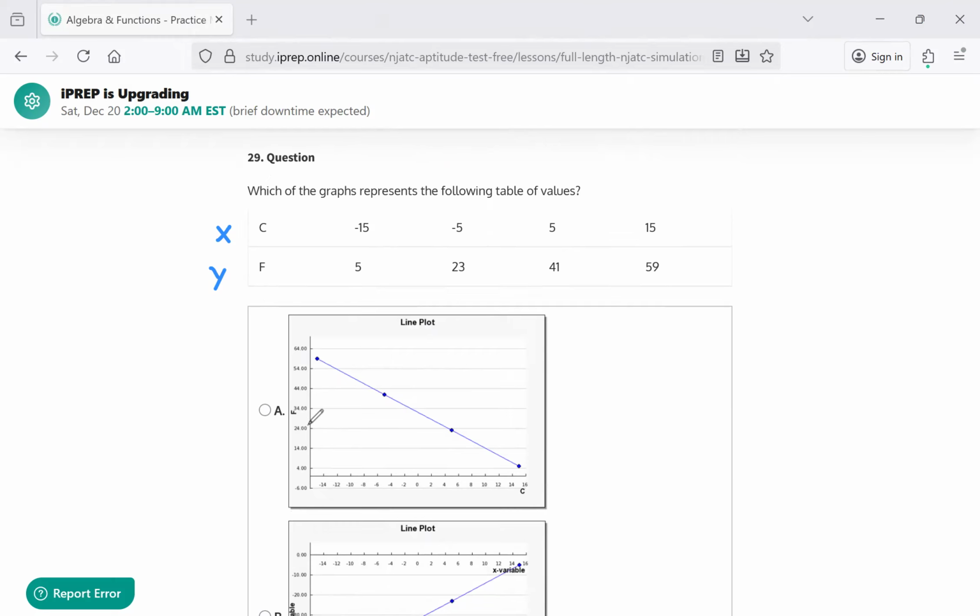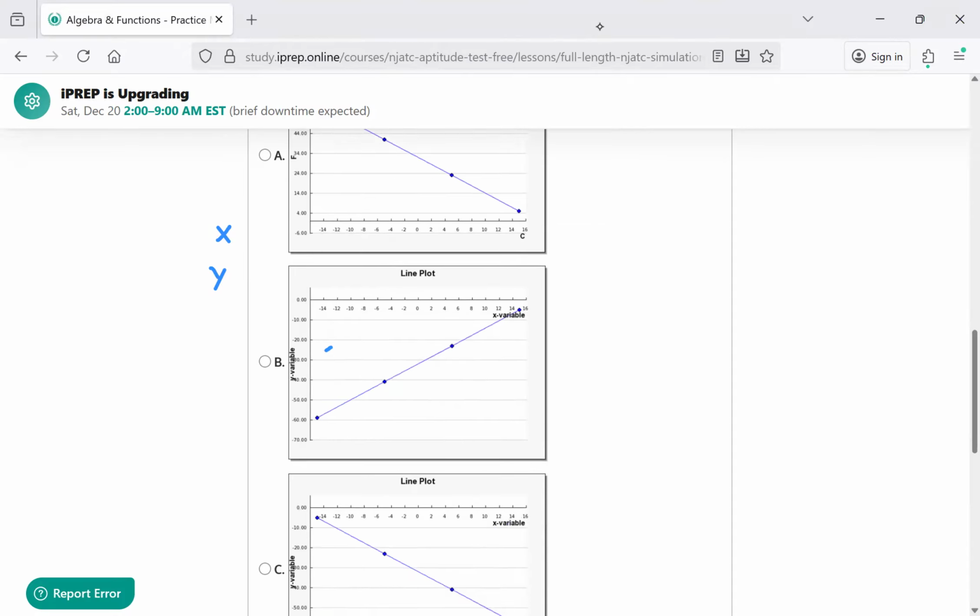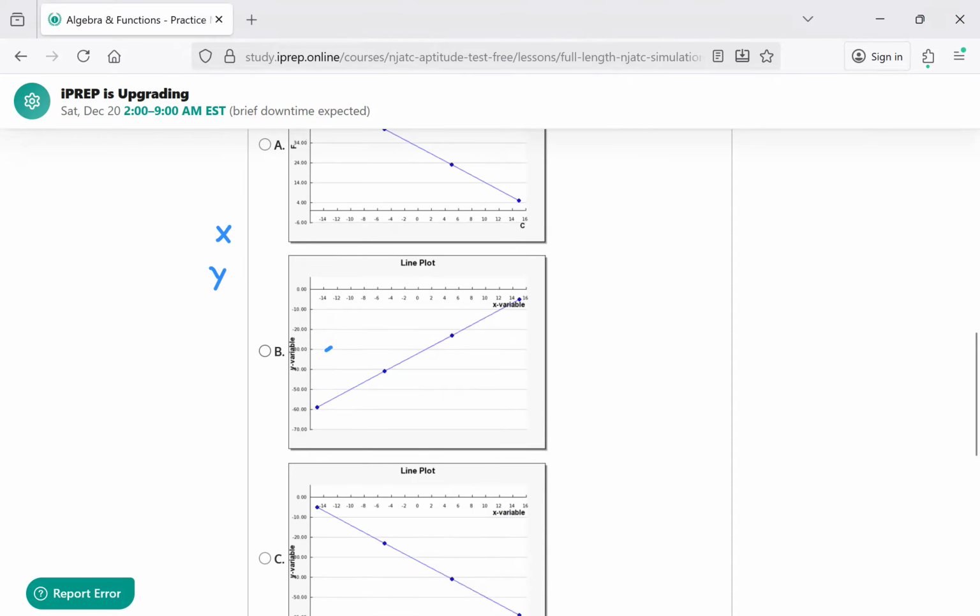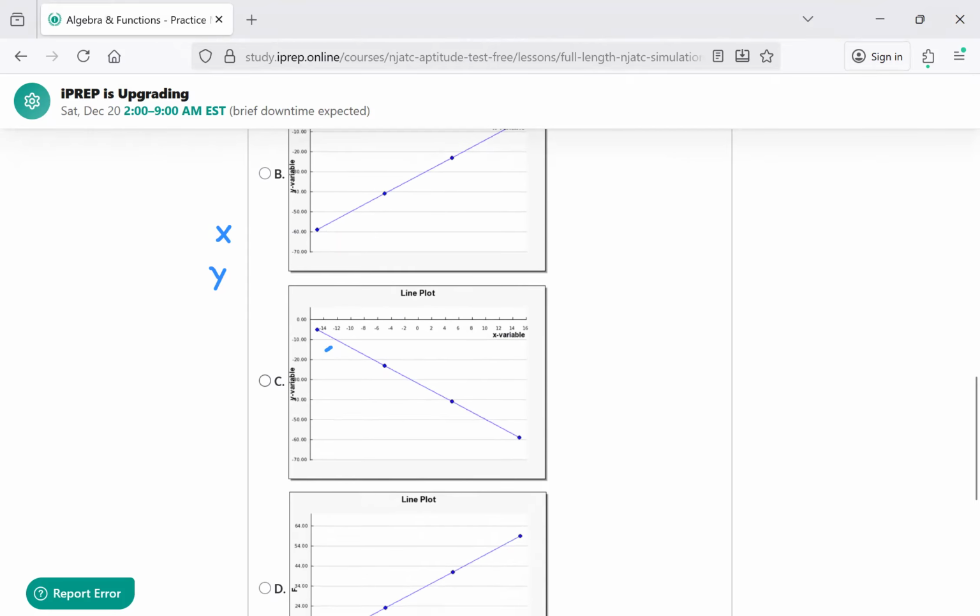So for the first one, at -15, you'd have a y value of 5? Nope. At -15, it looks like it has a y value of like 55. So it's not A. B is just way off. It doesn't look right at all. It's not B. C is also way off. Look how they labeled the x-axis. The x-axis should not be here, it should be down here.